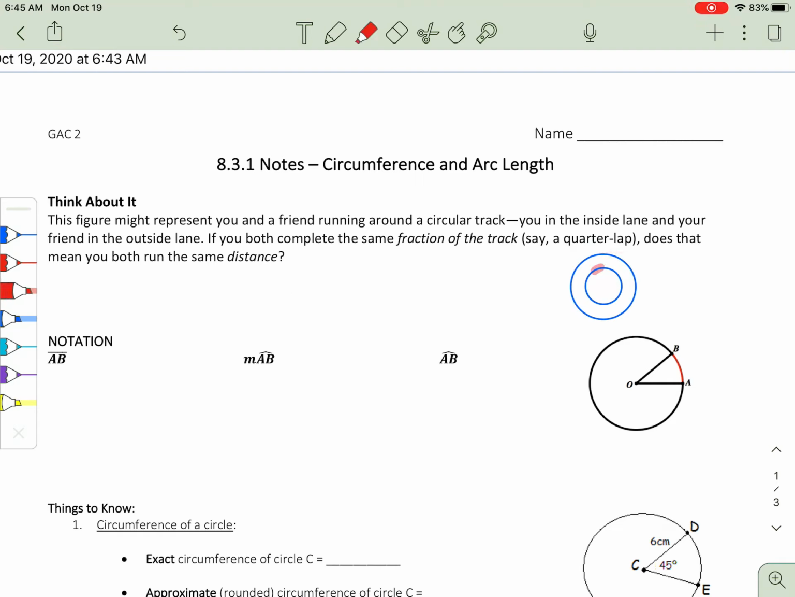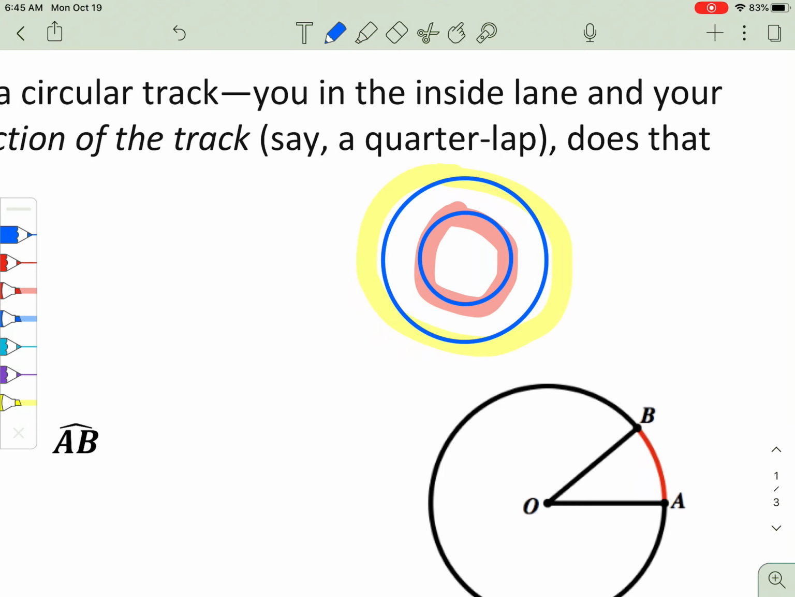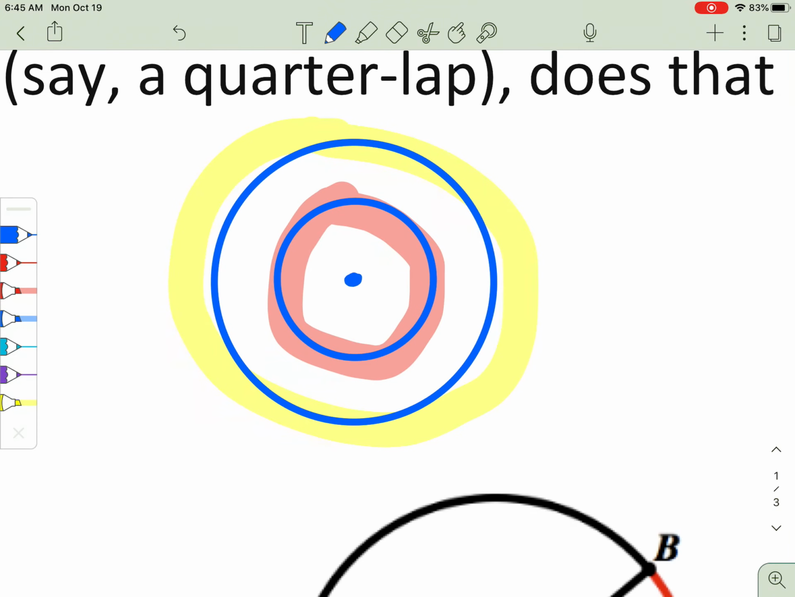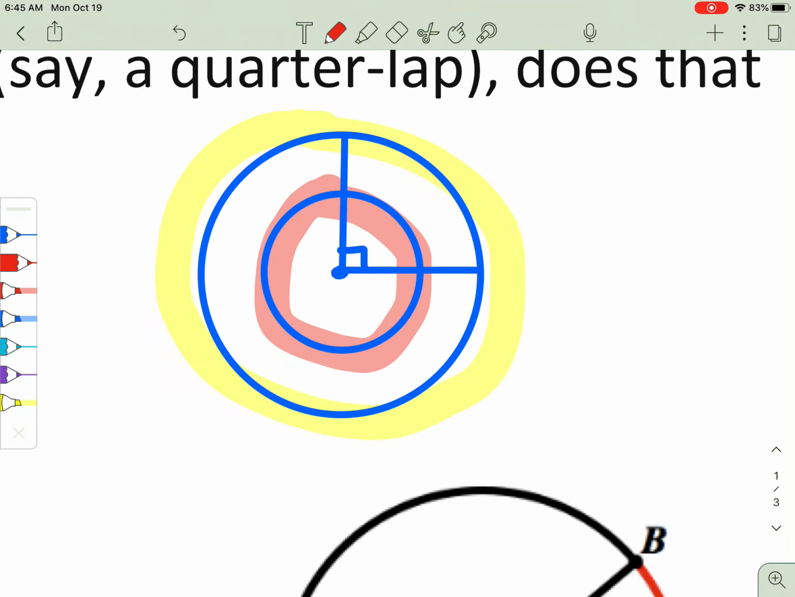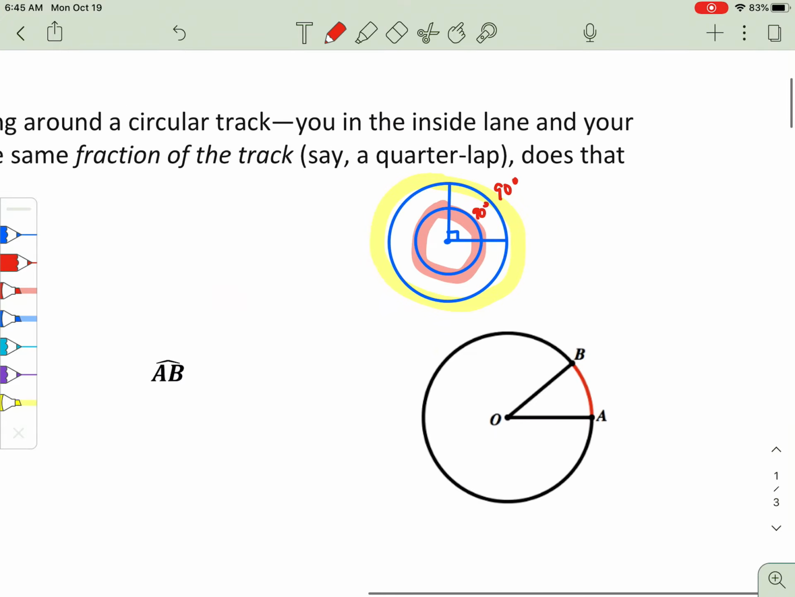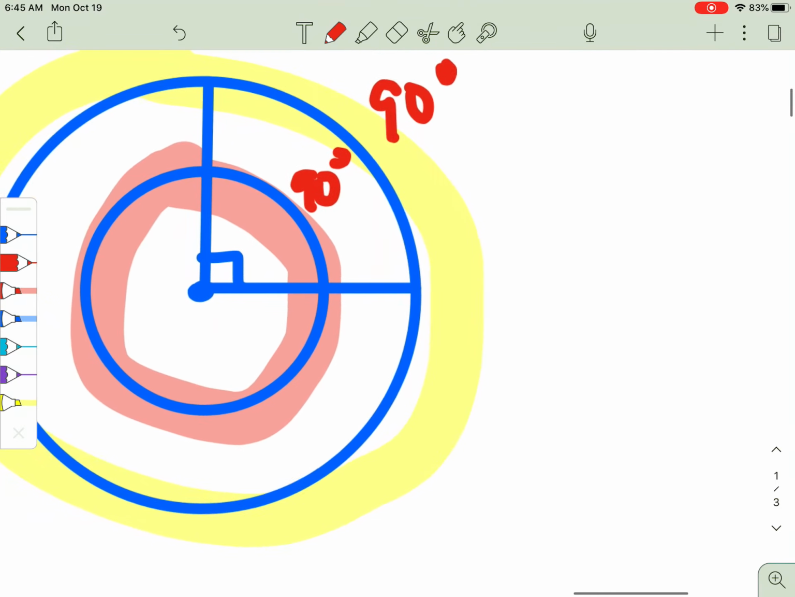If you're running around the inside and your friend is running around the outside, would you be running the same distance? Remember that what we talked about in the last couple units is that we have this central angle. Let's just make it what they talked about. If it's a quarter of the way, it would be right here, and a quarter of a circle is 90 degrees. So according to a central angle, this is 90 degrees and this is 90 degrees. They both have the same central angle measure. So that means they're the same distance, right?